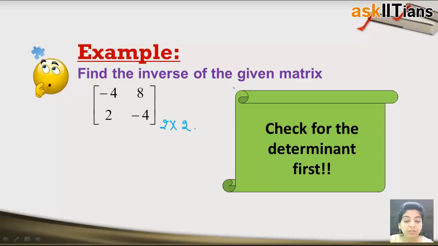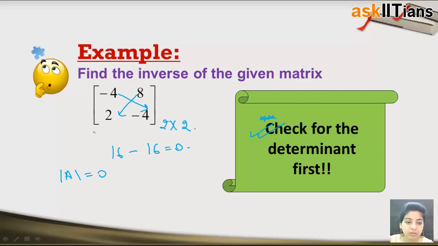Just remember, the first thing that you need in case of inverse is to check whether the determinant is non-zero or not, right? So check, this is the main thing, check the determinant first. If I check the determinant, it comes out to be minus 4 into minus 4, that is 16, minus 8 into 2, that is 16, that is 0.